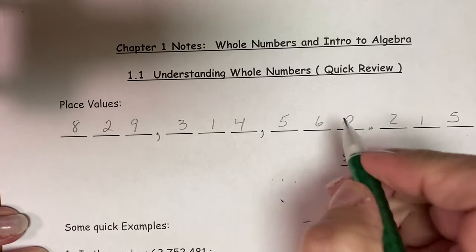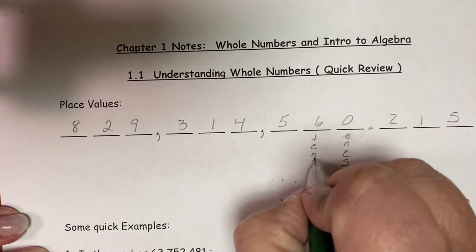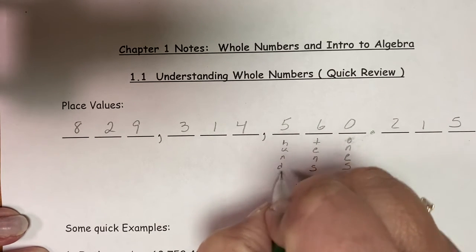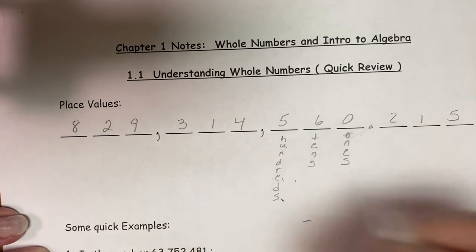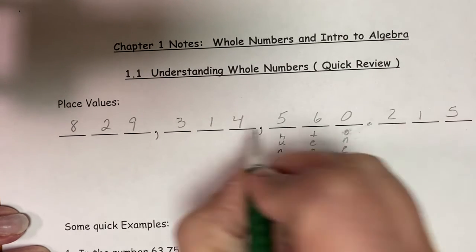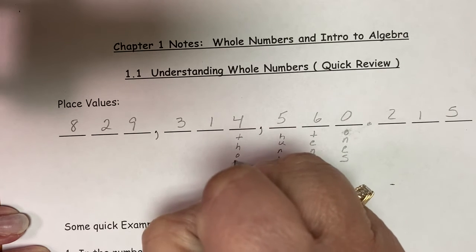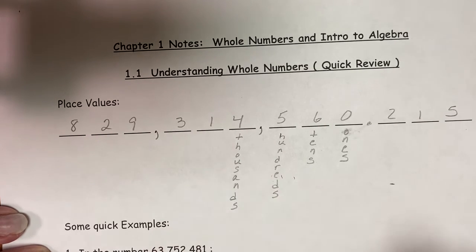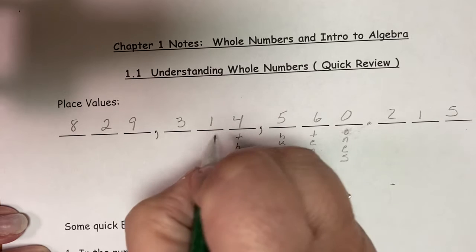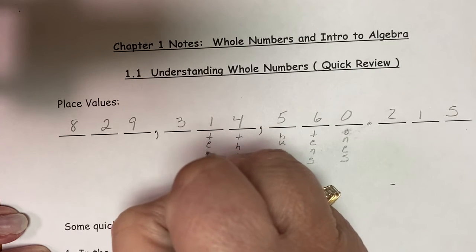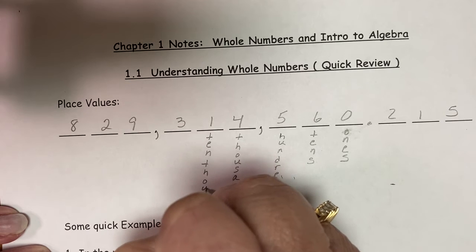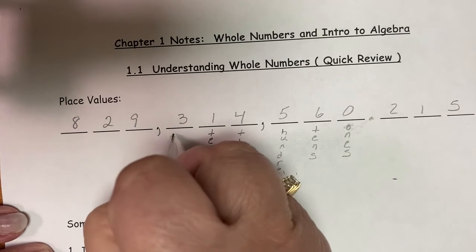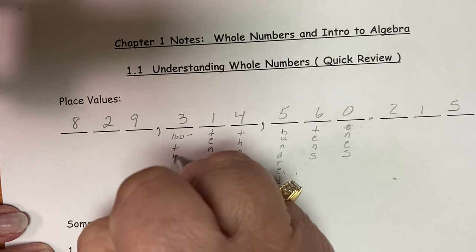The 6, if we keep going to the left, is the tens place. The 5 is in the hundreds place. The 4 is in the thousands place. This 1 after thousands, if we go to the left, would be in the 10,000s place. The 3 would be in the 100,000s place.